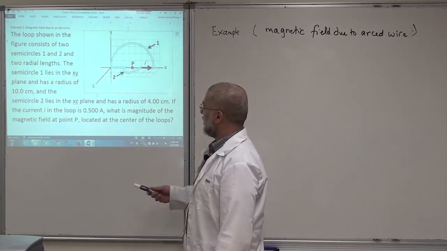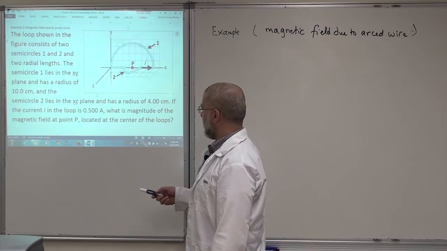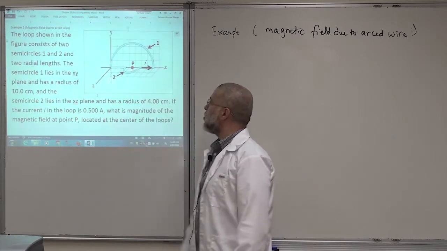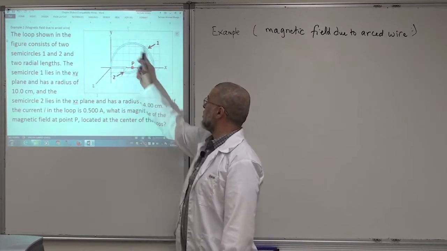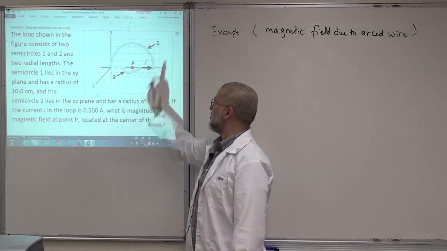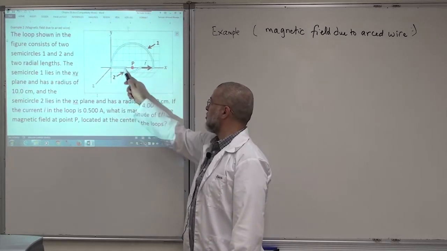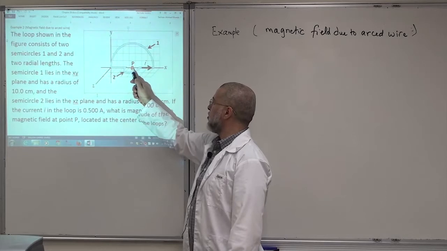Now, he wants the magnetic field at point P, which is at the center of this semicircle. By the way, this is half a circle, so we call it a semicircle. Both of them have the same center, and this point is in the center.